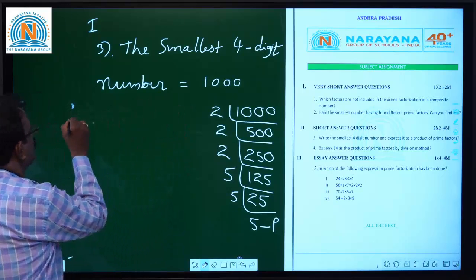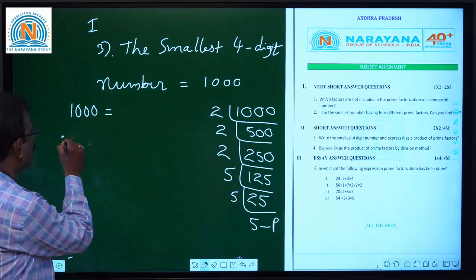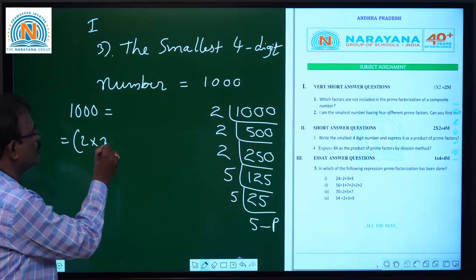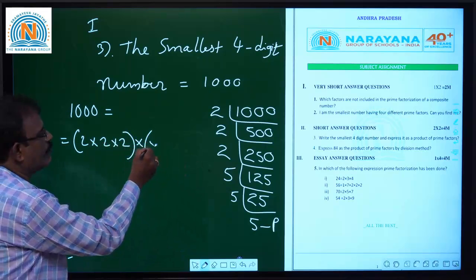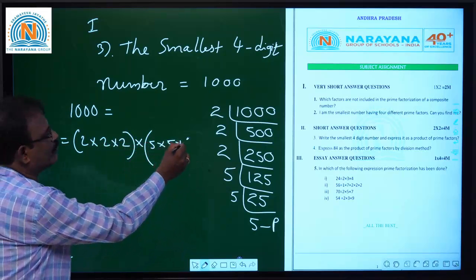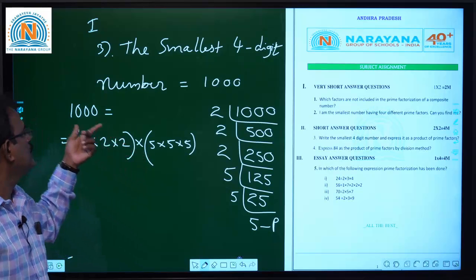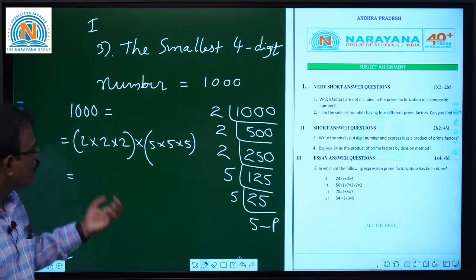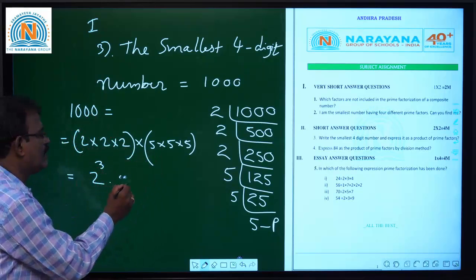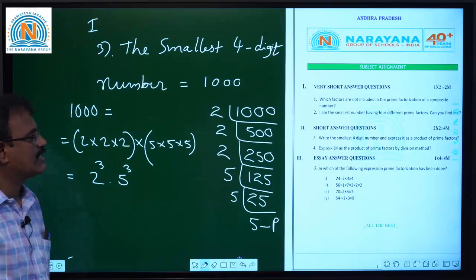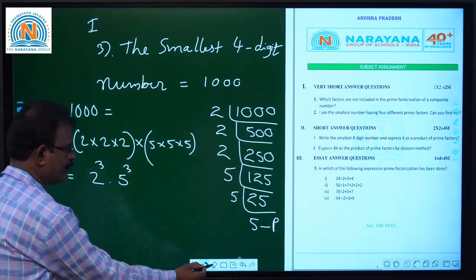So 1000 can be expressed as 2 into 2 into 2 into 5 into 5 into 5. This is the prime factorization of the least 4-digit number, children. If you want it in base exponent form, it is 2 raised to 3 as well as 5 raised to 3. Okay, children? So our next question is the fourth one.